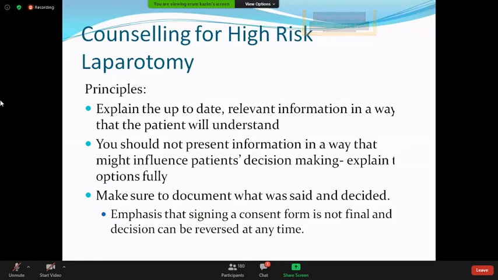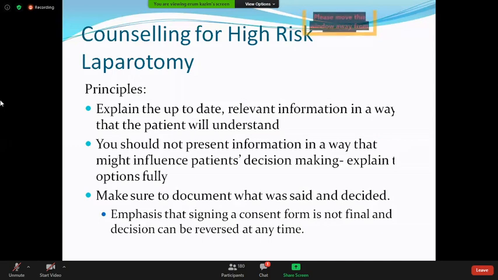Explain the options fully. It means your counseling should be in a way that it doesn't look like you are influencing the patient that he has to do this. No, you have to explain all the options fully so that he understands all of them. Make sure to document what was said and decided. Most cases will also require a separate consent form to be signed. Emphasize that signing a consent form is not final and the decision can be reversed at any time.